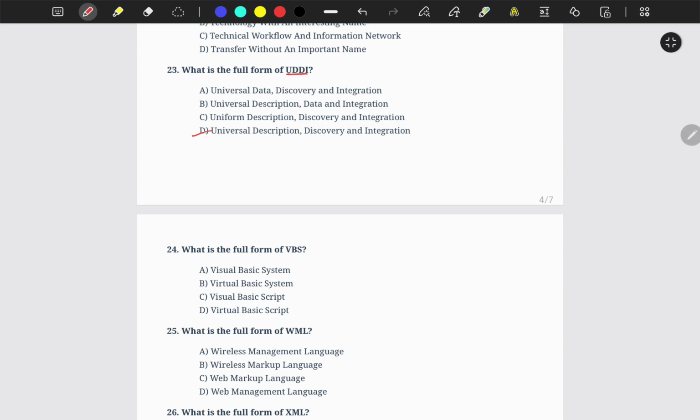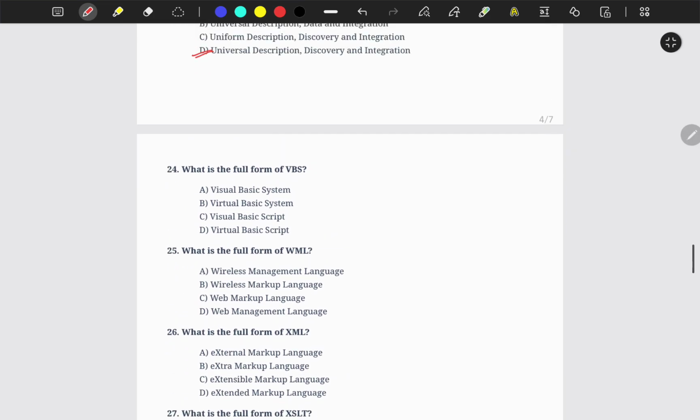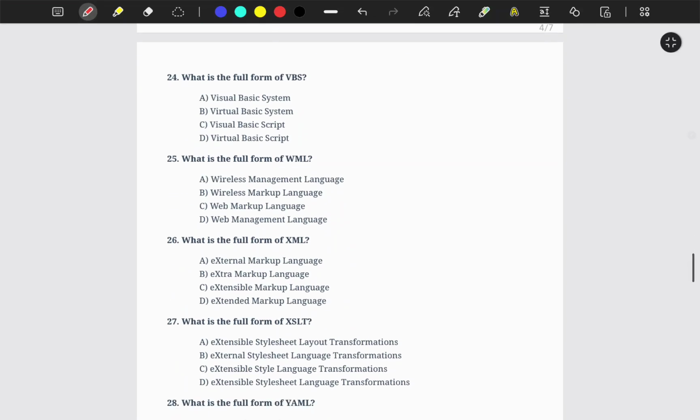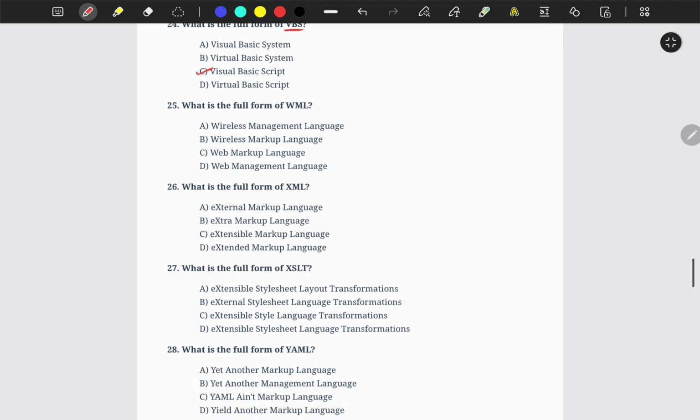The correct answer is Universal Description, Discovery and Integration. Question number 24. What is the full form of VBS? It is Visual Basic Script. Option number C. Question number 25. What is the full form of WML? It is option number B.